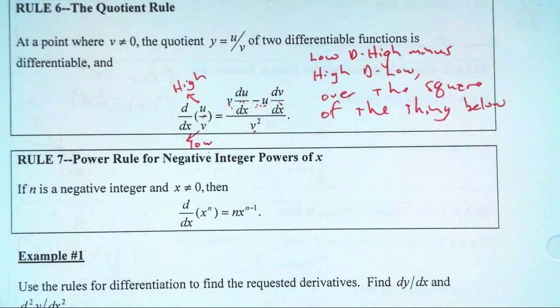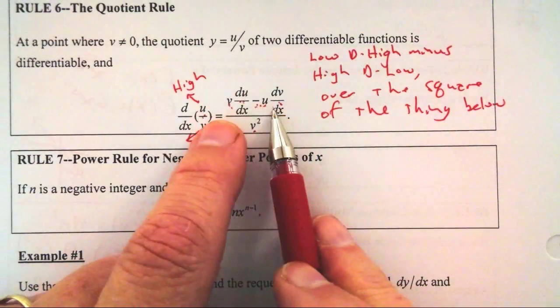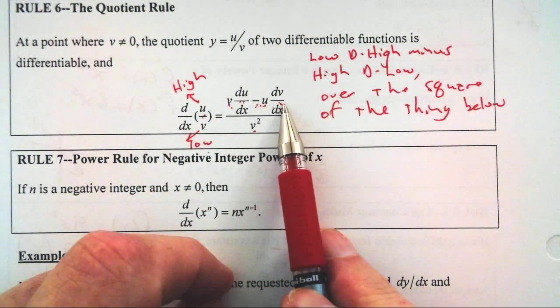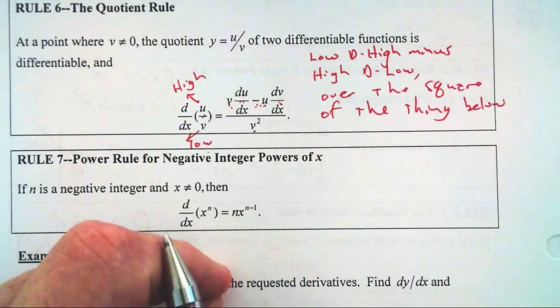What do you suppose, does it matter if I switch these two? Does it matter? What if I go high d low minus low d high? Yeah, it matters because it doesn't rhyme anymore. But does it matter?